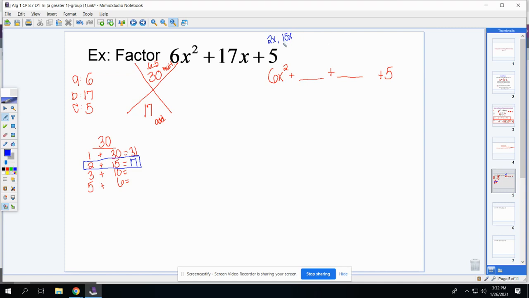So I'm thinking I want to put my 15 on the right-hand side to combine it with that 5. So we will put that 15 on the right-hand side, and we will put the 2 on the left-hand side. So this is going to be 6x squared plus 2x plus 15x plus 5.